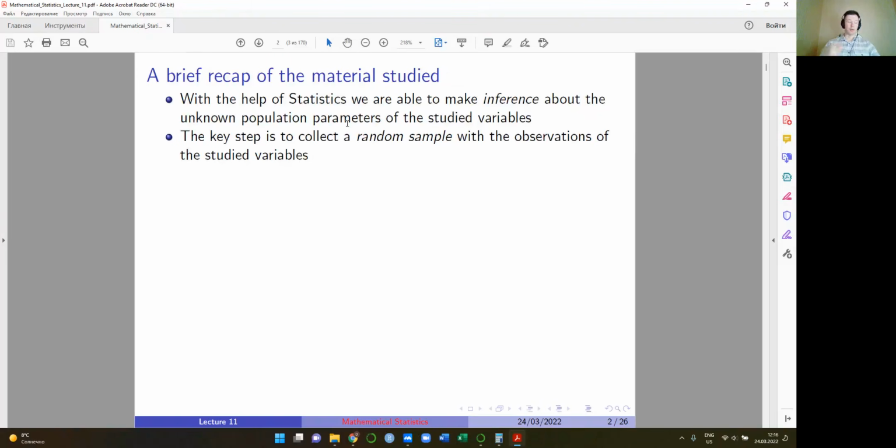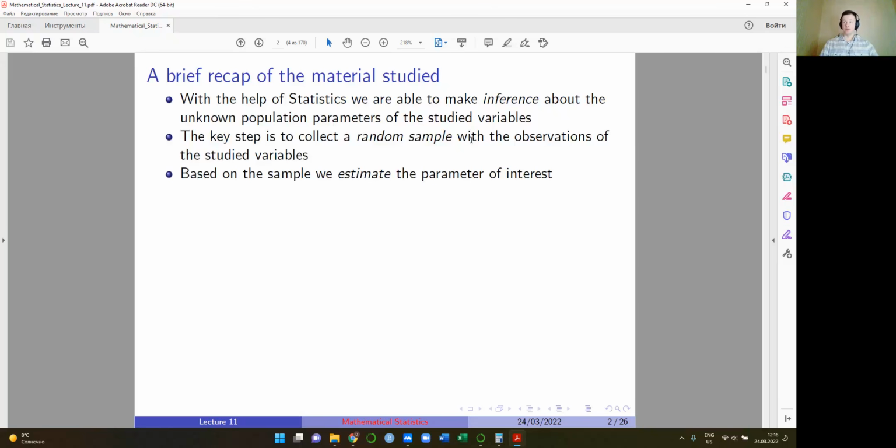So the key step for application of the methods that we have discussed is to collect a random sample. So we are working with the data. This data must be collected through some random experiment. Ideally, if we don't have such an opportunity, then we need to come up with some other ideas. And the question about what to do if the random sample is not available is going to be discussed in the next subjects, so most probably in econometrics too.